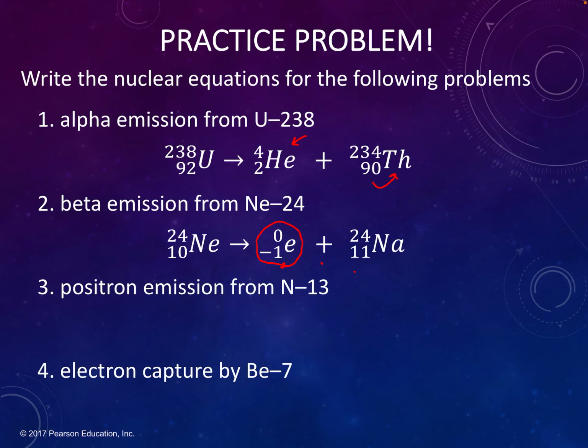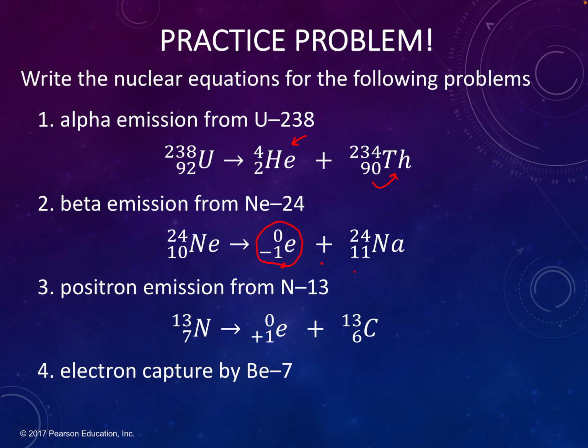Next one, we have positron emission from nitrogen-13. It's going to be similar to the one above it, except that our electron is now positively charged, essentially. Our positron. So our mass number won't change because it has 0 mass, but our atomic number will decrease by 1 because we're taking a proton and turning it into a neutron during positron emission. So we'll get atomic number 6, and we see that that is carbon.